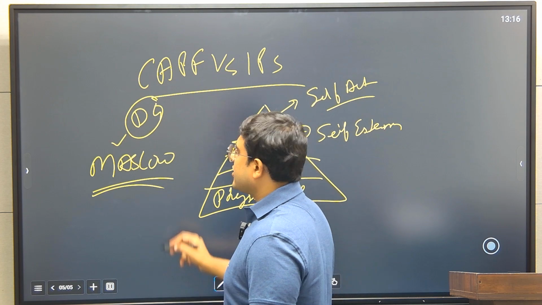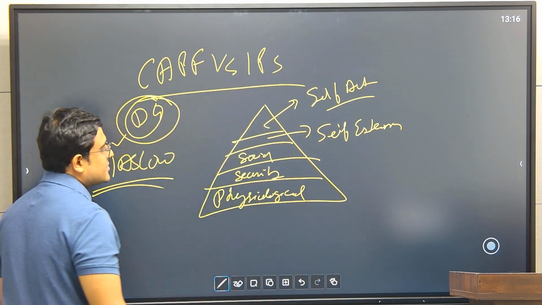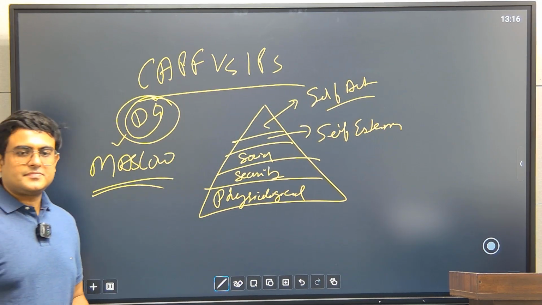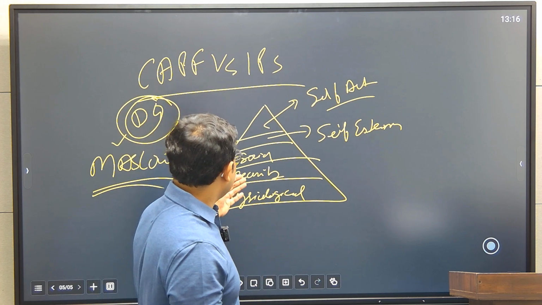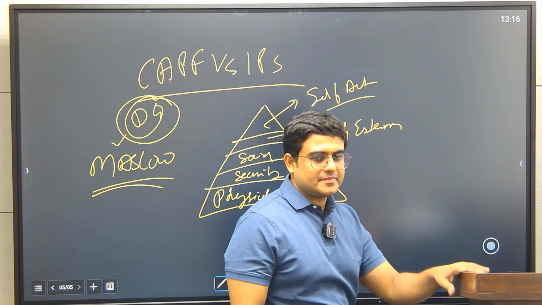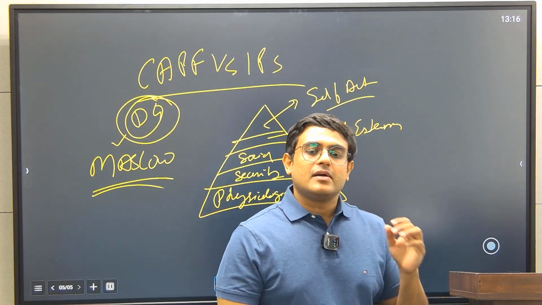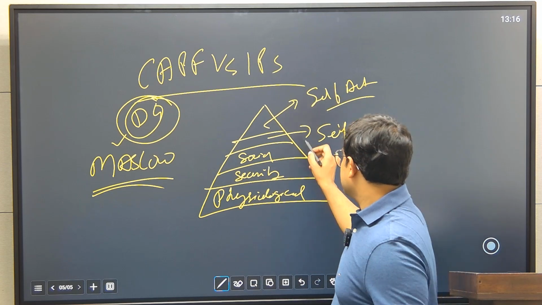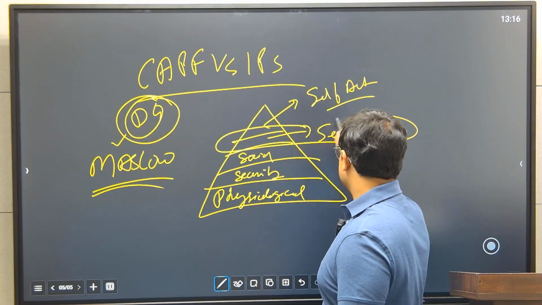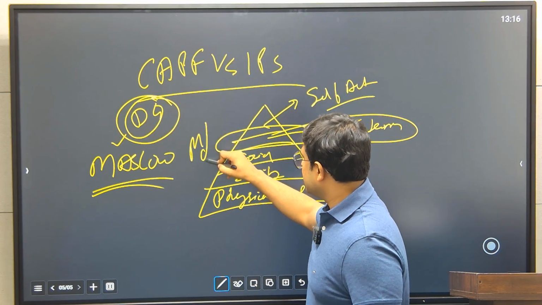They are not getting appointed here. Which need is not getting satisfied? Security, physiological, social, or self-esteem? Self-esteem is not getting satisfied. So motivation will come down.